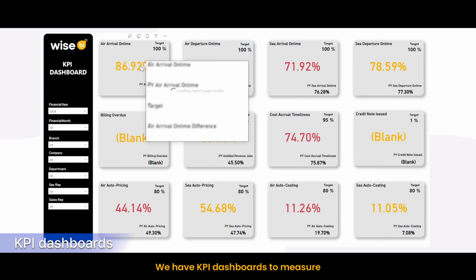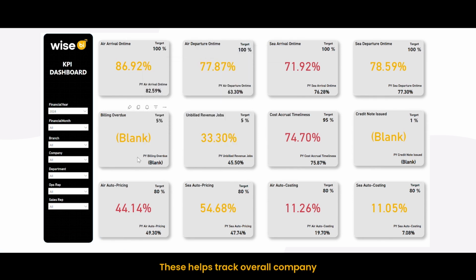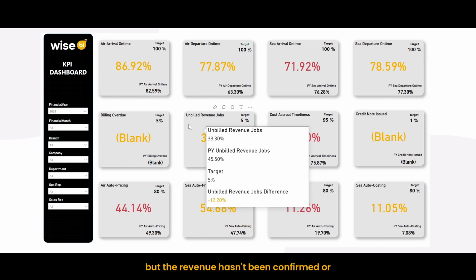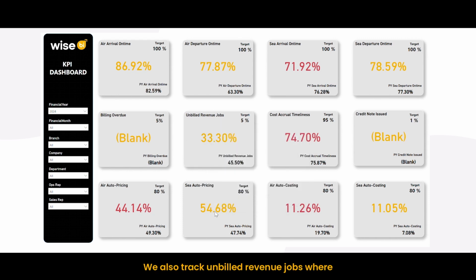Now, let's move on to another set of dashboards. We have KPI dashboards to measure performance. These help track overall company performance, such as how many air and ocean shipments arrived on time. The target metrics are configurable, and users can set their own thresholds. For example, if a metric is above 90%, it will appear green. If it's above 60%, it will appear yellow. If it's below that, it will appear red. We also track unbilled revenue jobs, where shipments have arrived, but the revenue hasn't been confirmed or actualized yet.